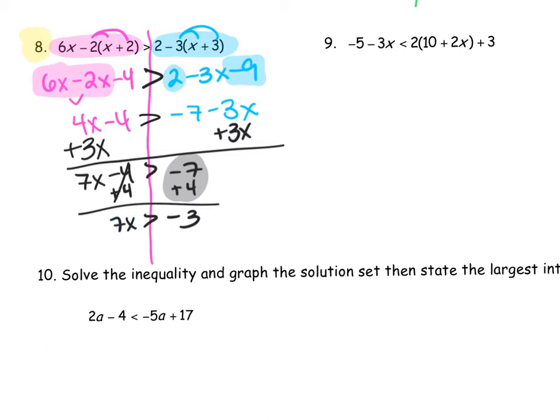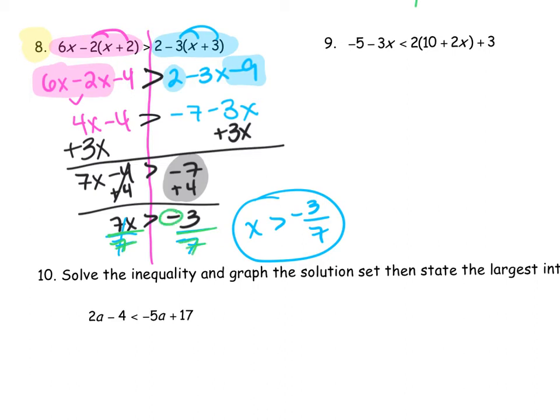To undo multiplication, we use division. So I'm using the division property of equality. And I'm left with x is greater than negative 3 over 7. Notice there was no flipping going on here. We did not divide by a negative. I just divided by a positive 7. It does not matter that this was negative over here. We did not divide by a negative here. So that's my final answer.